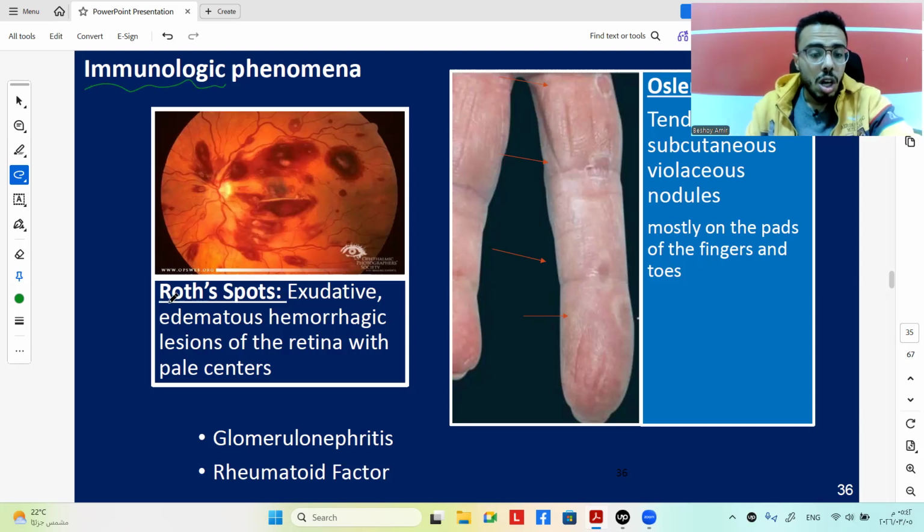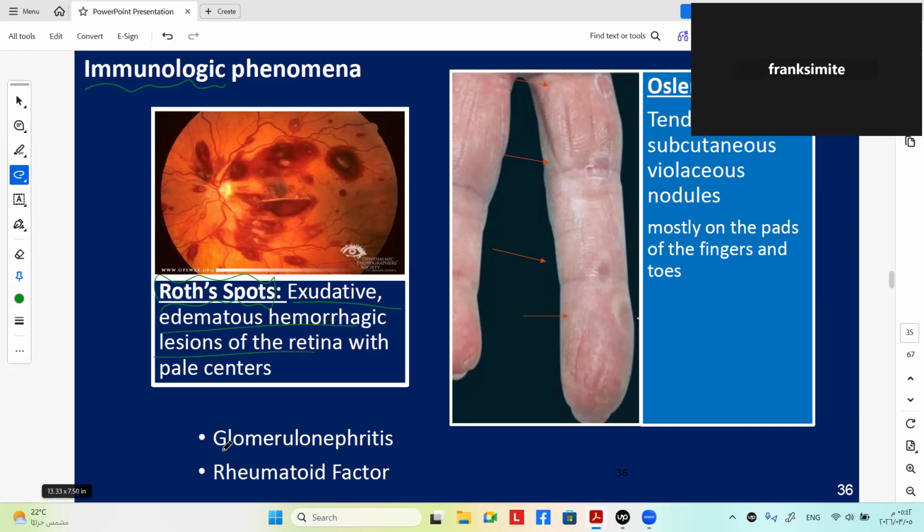We also have immunological phenomena, antibody reactions. The first one is called Roth spots. It's not the infectious bacteria itself, but an antibody and autoimmune reaction causing exudative hemorrhagic lesions of the retina. Also glomerulonephritis.